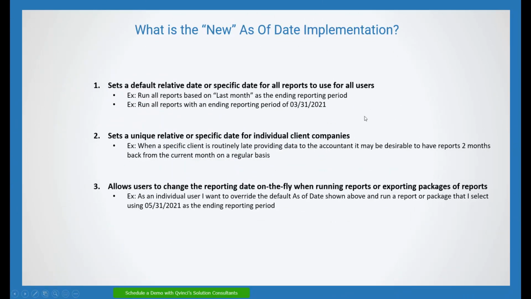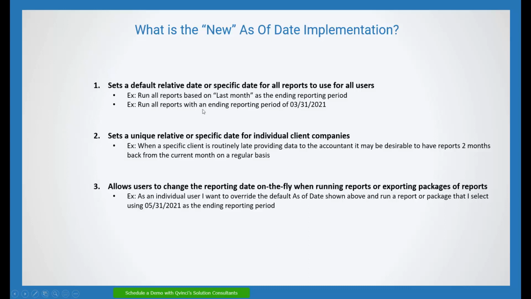What does the new as-of-date implementation do? Well, it allows you to set default relative date or specific dates for all reports for all users. We didn't have this before. So, for instance, you can set an as-of-date in Qvinci, which is a lookup basically, that says, I want all reports for all users to run as of last month. So this is May 2021. All users, when they run reports, will be as of an ending date of 4/30/2021. Or you can set a specific date. In other words, I need all reports to cut off on 3/31/2021. There's a use case for doing this. Most of the time, you'll probably want to use a relative date.